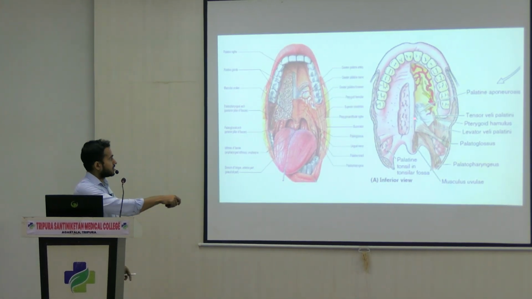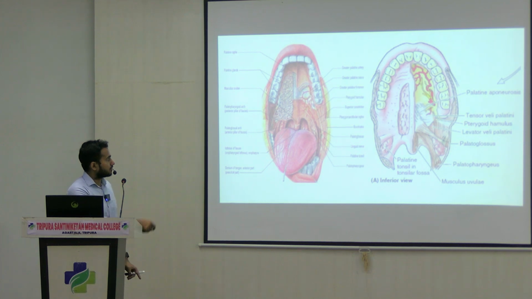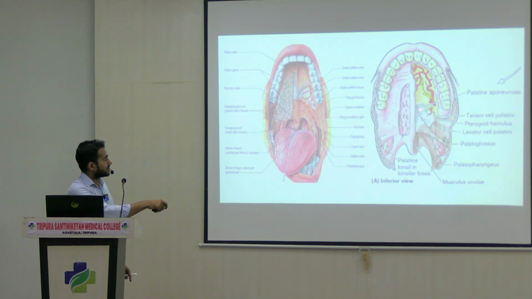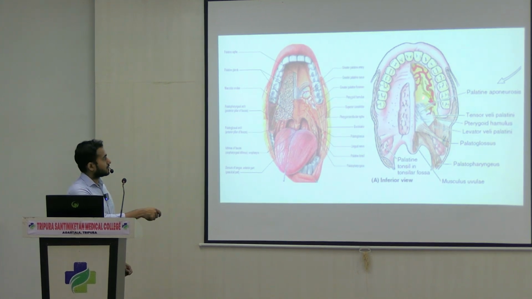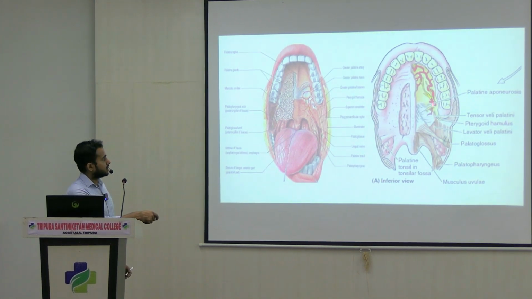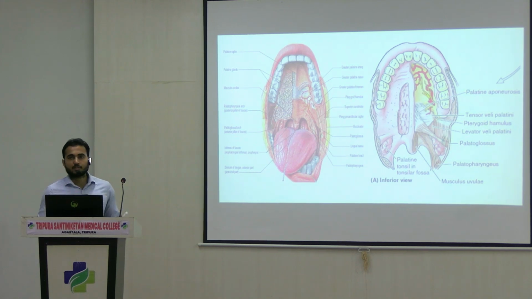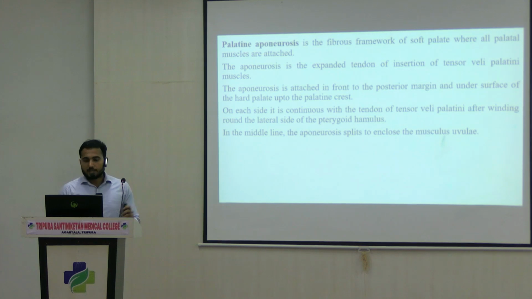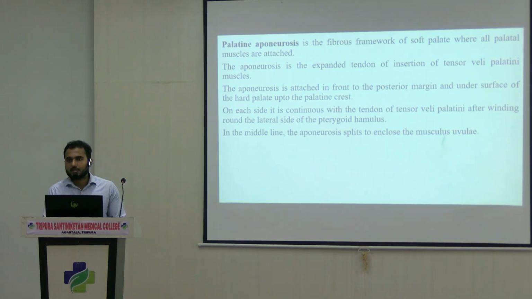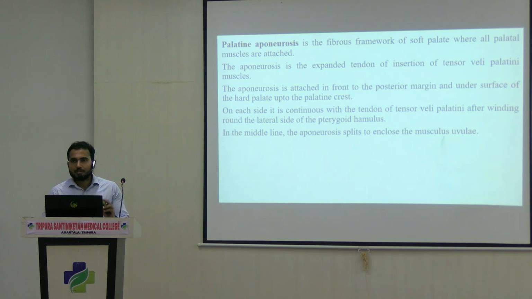Okay, so here you can see this is the palatine aponeurosis. This entire part is the palatine aponeurosis. Okay. Along with that, you can see some blood vessels and nerves also, which are supplying most of the soft palate and hard palate. Okay. Next, palatine aponeurosis. It is a fibrous structure of the soft palate. Now, how is it formed?